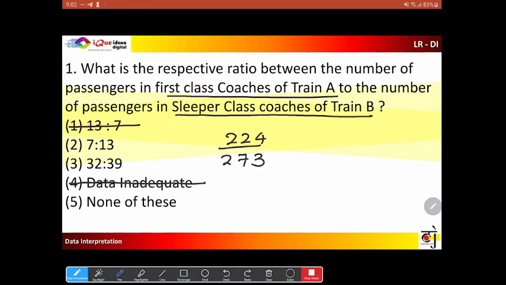And if it is 7:13, almost double of 7 is 13. Double of 7 is 14, so it is slightly less than double. Double of 224 should be 448, and this number is nowhere close to double of that. So 7:13 cannot be the answer. So my only issue is none of these. If you don't want to deal with none of these, then you will have to simplify it.